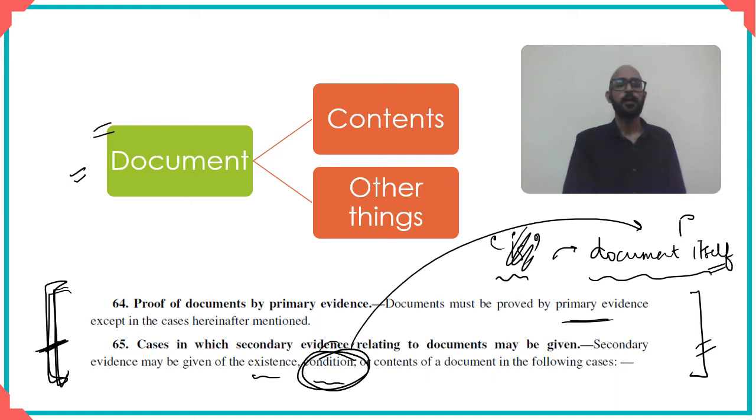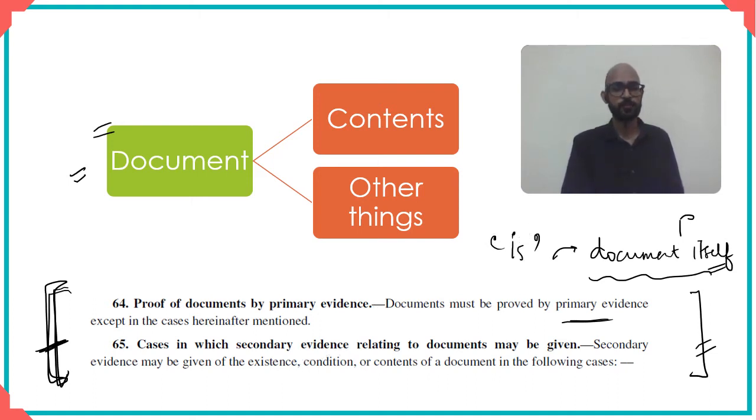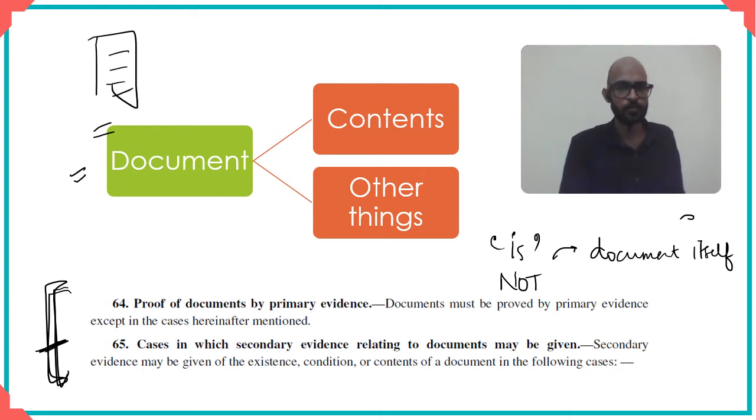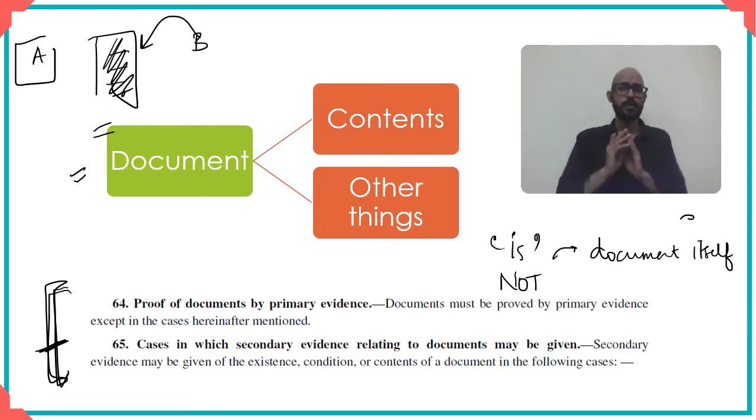Now, let's say instead of proving that the document is there, which I can prove by showing the document itself, suppose I want to prove that the document is not there, which means I now tell the court that there is no such document. So let's say A and B are the parties. B says that there was a contract. A says there was no such written contract between us. So he wishes to say that there is no such contract, or that there was a certain term in the contract which he does not agree with, that there was no such term.